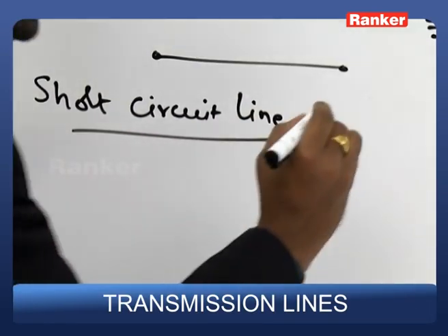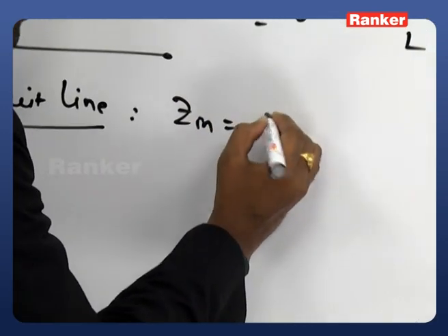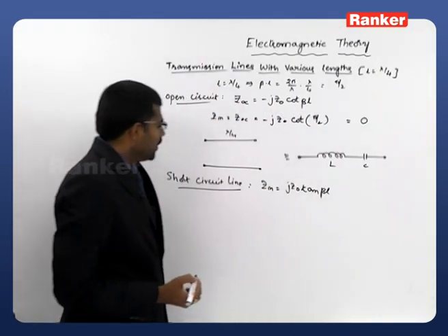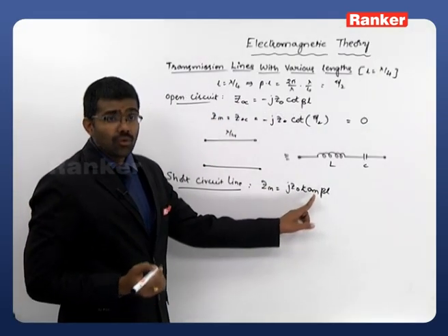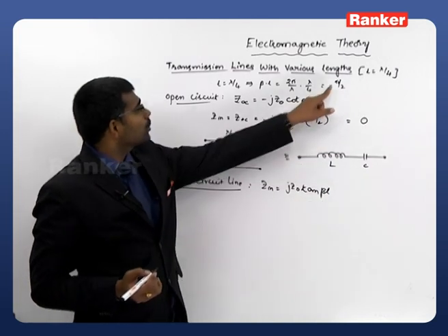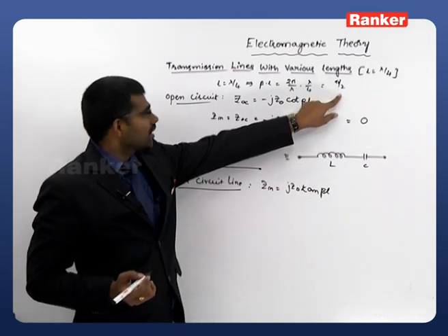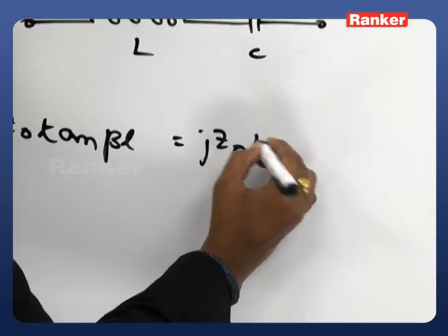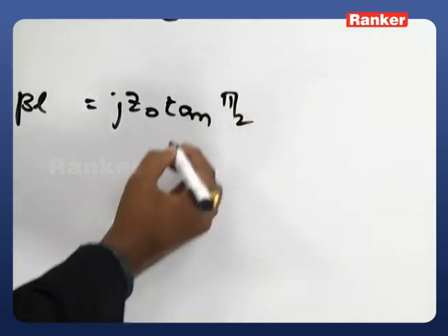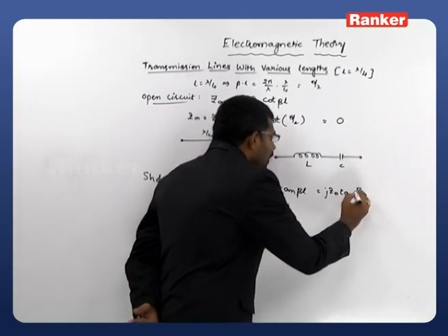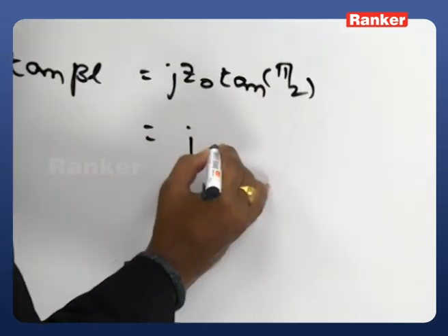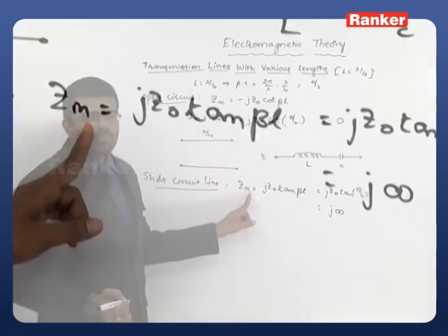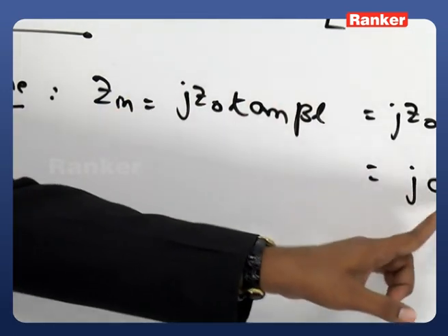so what is the input impedance? For a short circuit line, Zin is equal to jZ0 tan beta L. The actual input impedance is jZ0 tan beta L. Now we are supposed to substitute this beta L. Beta L is equal to pi by 2. The electrical length of the transmission line is pi by 2. I am substituting here, which is equal to jZ0 tan pi by 2. Tan pi by 2 is infinity. There is no term to simplify further. So j infinity. Clearly observe here, the input impedance of the transmission line we are considering is infinity.